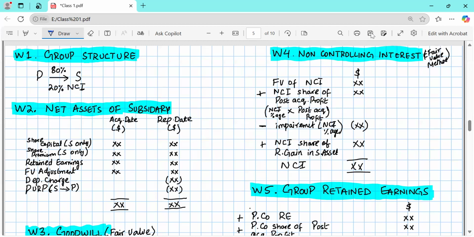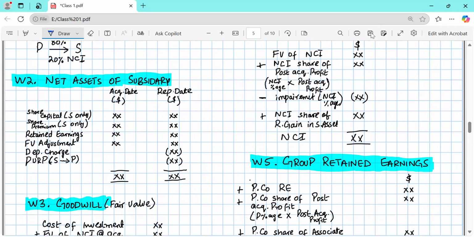Okay. Then working two is the net assets of the subsidiary. Net assets basically means assets minus liabilities, right? So the subsidiary's net assets or subsidiary's reserves, you will show them in working number 2, while the group reserves, the group earnings, you are going to show them in working number 5. Okay. Now what will you post in working 2?